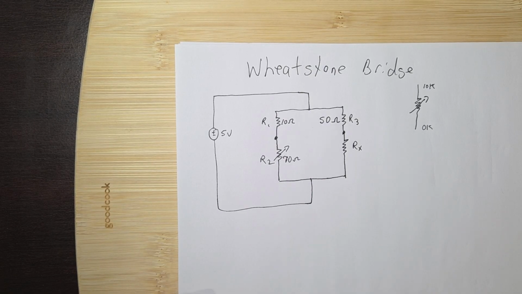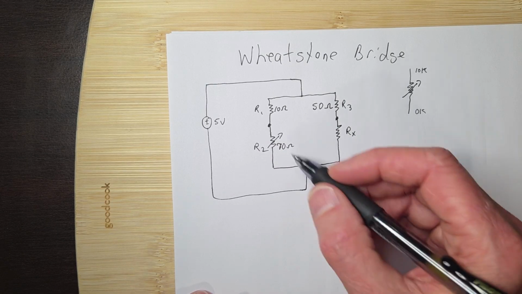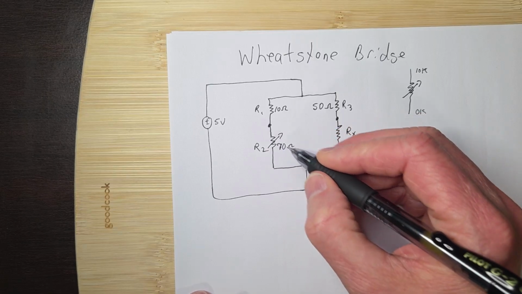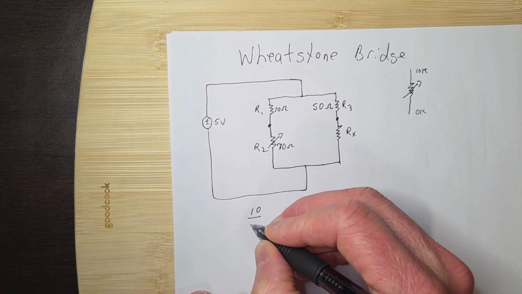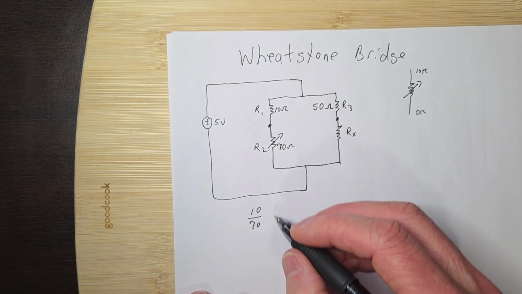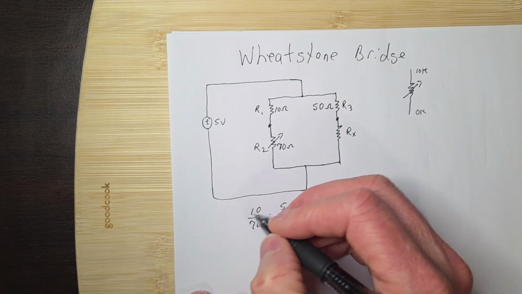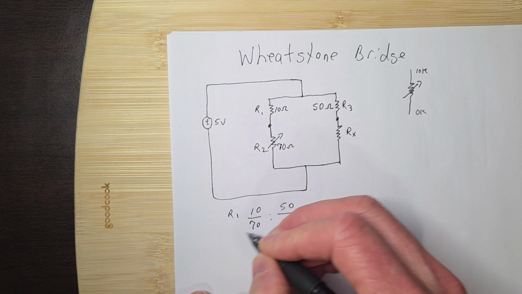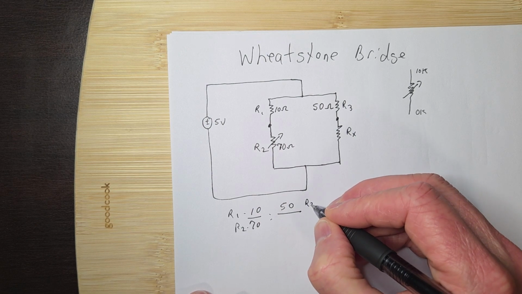So again, all we're doing is calculating the ratio. So what I was saying before is, let's say we adjusted this potentiometer, and it said 70, 10 over 70. Well, that's supposed to equal 50 over Rx. And this is R1, by the way. R1, this is R2, and this is, of course, R3 and Rx.